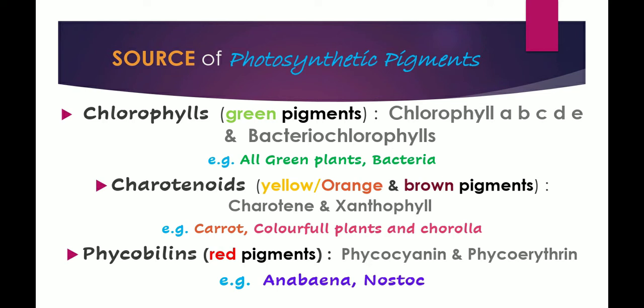Yellow, orange, and brown pigments are known as carotenoids. They are of two types, carotene and xanthophyll. Carotenoids are found in carrot, colorful plants and the corolla of colorful flowers. And the red pigment known as phycobilin is found in red and blue-green algae like Anabaena and Nostoc. There are two pigments under phycobilins, phycocyanin and phycoerythrin.